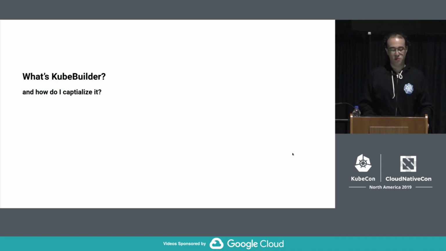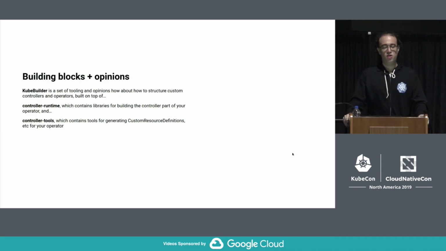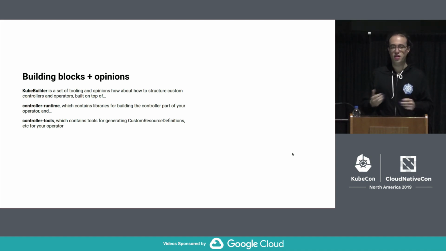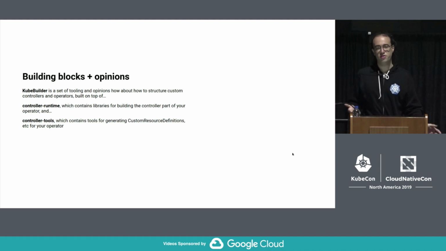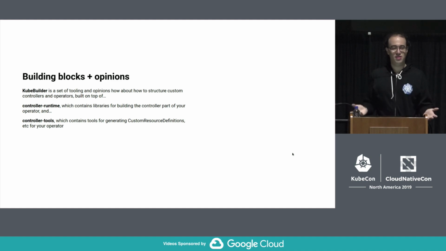KubeBuilder is a set of opinions and building blocks. There's kind of three components. There's KubeBuilder itself, which scaffolds out new projects. And that's built on top of two libraries. The first is controller runtime, which is like a standard library for writing controllers. And the second is controller tools, which is a set of tools to do stuff like compile your Go types into a custom resource definition that you can install in the cluster so that you don't have to write OpenAPI spec by hand, because that is not a fun experience, in my opinion.